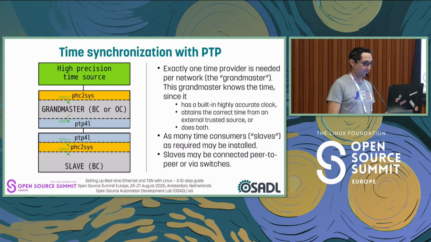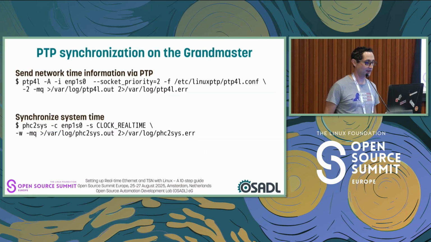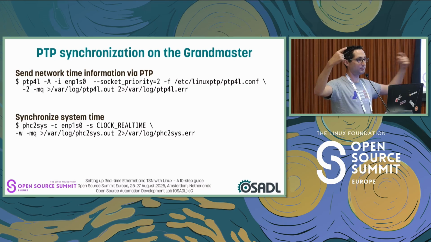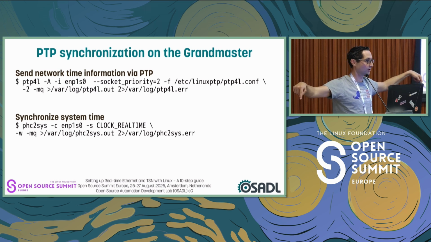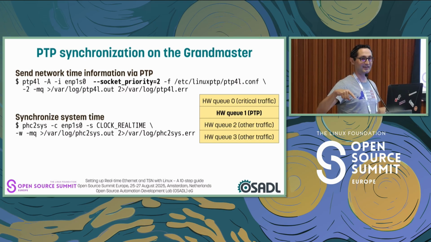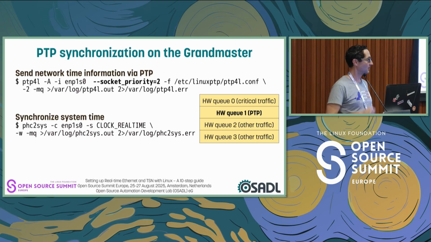You can download the slides. This is pretty much how that would look. You have 2 commands, ptp4l and phc2sys. With phc2sys, we take the system time and synchronize that to the network interface. And then with ptp4l, we distribute that over the network. Most importantly, you might spot that I put the socket priority here, because the idea was that we have one reserved hardware queue for that traffic. And I want to achieve that by setting the appropriate socket priority.